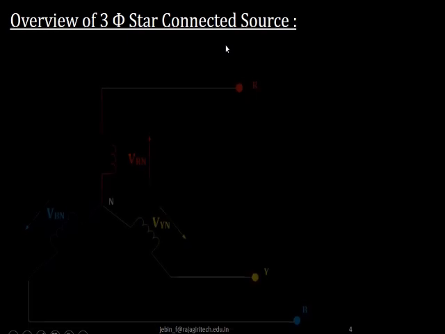Overview of a three-phase star-connected source. As you are aware, a three-phase electric system may be considered as three separate single-phase systems, phase displaced from each other by 120 degrees, and the peaks of their respective voltages do not occur simultaneously. The common configurations of interconnection of a three-phase system are either star or delta. Right now we are going to see a balanced three-phase system which is connected in star configuration.